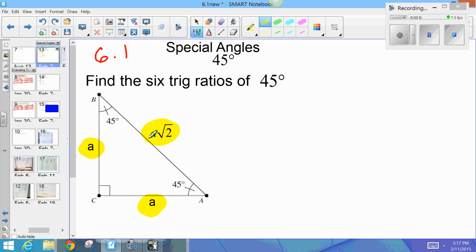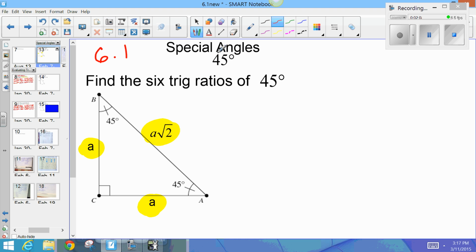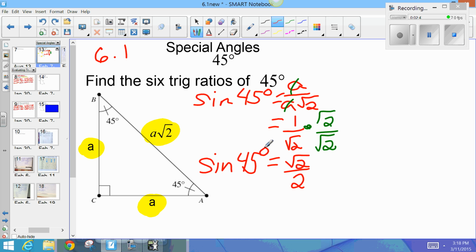So now we're going to use that information to find the 6 trig ratios of 45 degrees. All right, so sine of 45 degrees equals the opposite over the hypotenuse. So that's A over A radical 2. So A cancels, and I'm left with 1 over radical 2. I'm going to rationalize that, which gives me radical 2 over 2. So the sine of 45 degrees is the square root of 2 over 2.